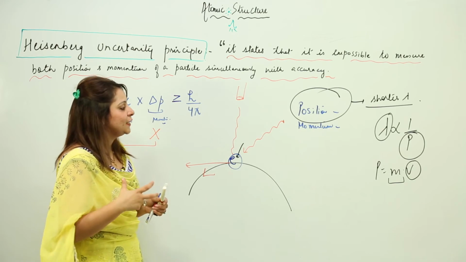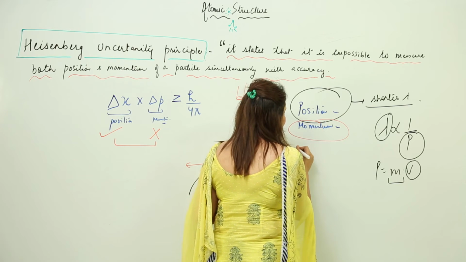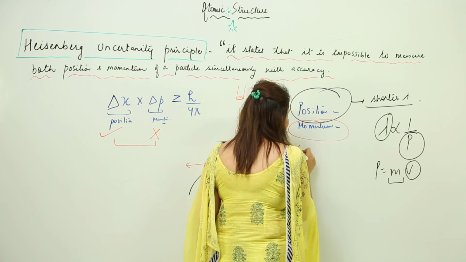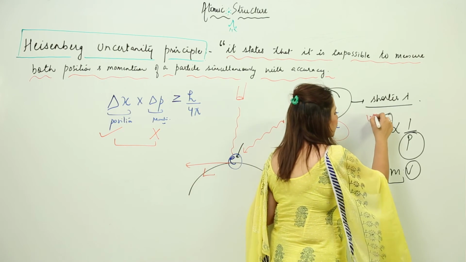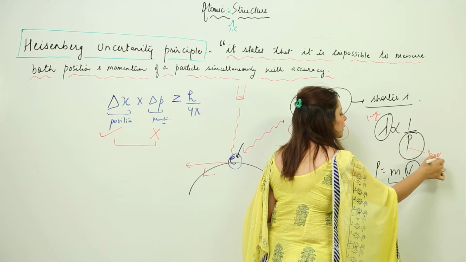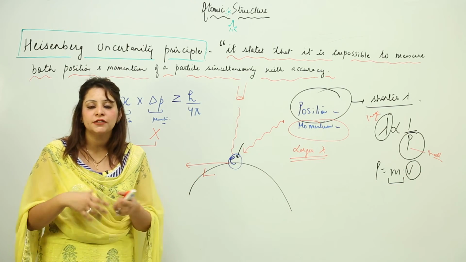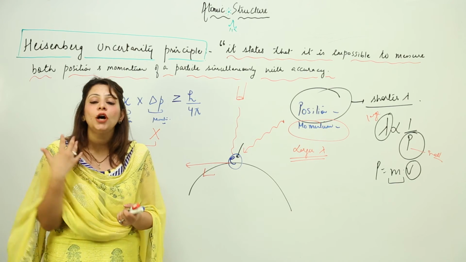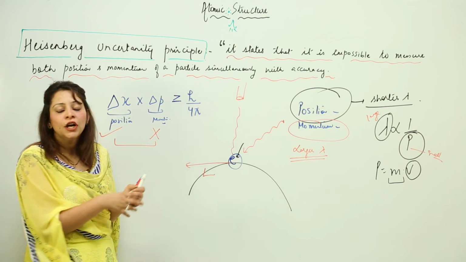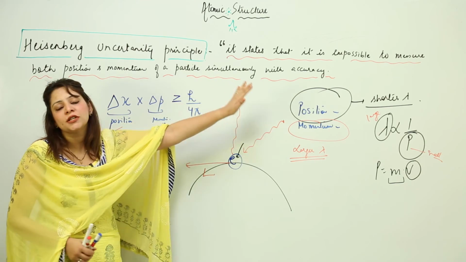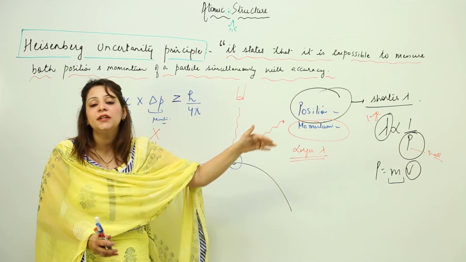Now if we need to find the momentum accurately, we need to use light of larger wavelength. Now my wavelength is large, so that means my momentum is going to be small. So this kind of photon is not able to get reflected in a proper way, or we can say that it is not able to determine the exact position. So here the error lies in our position. So it is almost impossible to measure the position and momentum of the particle simultaneously with accuracy.